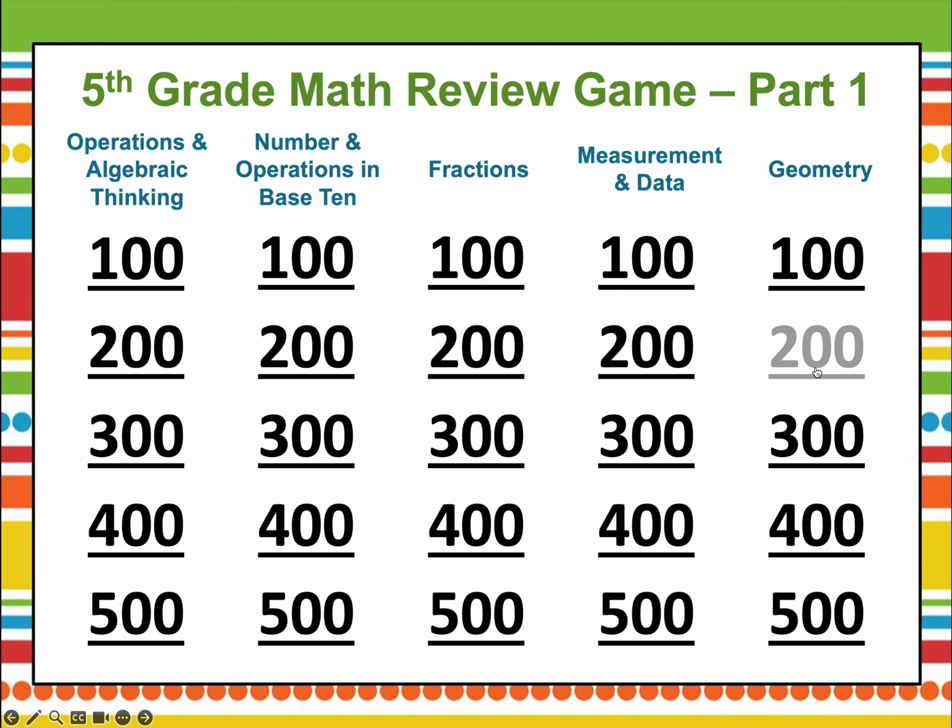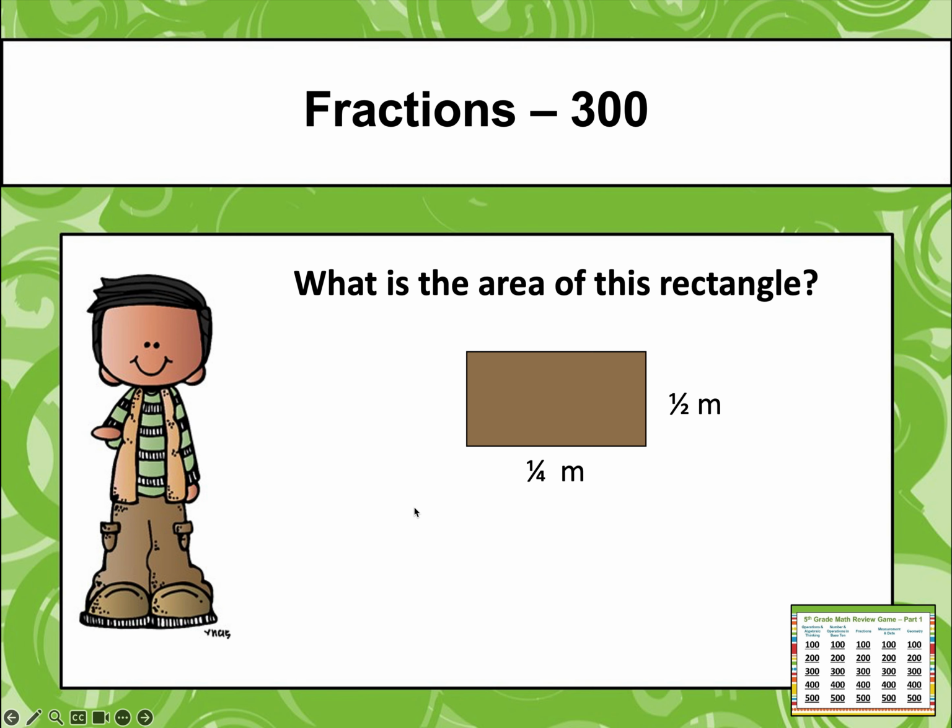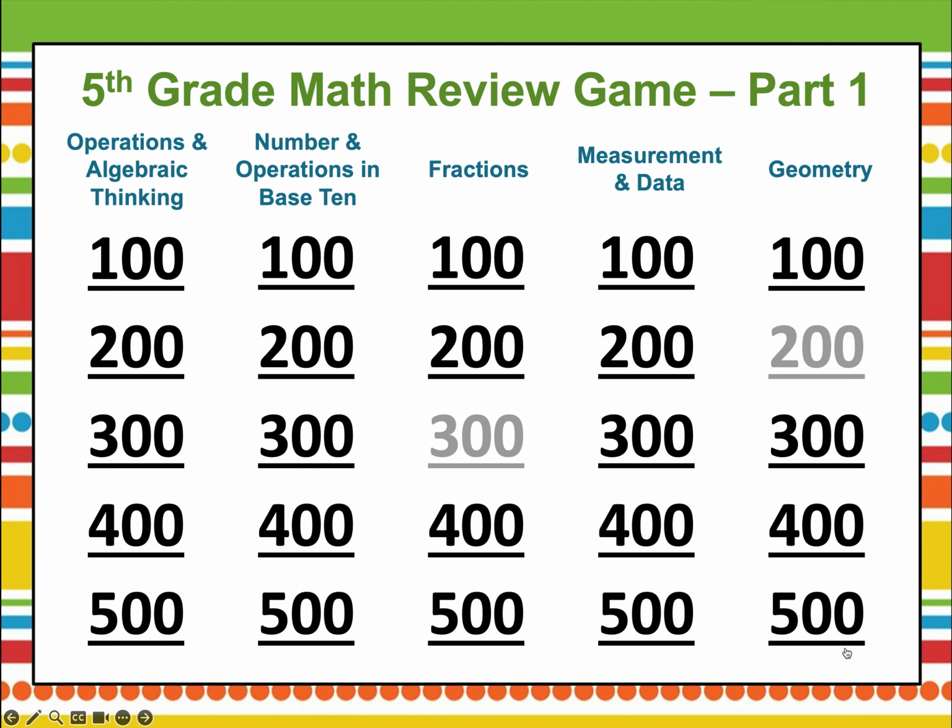So you're going to go ahead and keep playing the game. You'll ask the next team, what's your question? They pick fractions for 300. Here's your question. Give them a chance to answer it. Click. Here's the answer. Assign the points, and then come back to the game board.